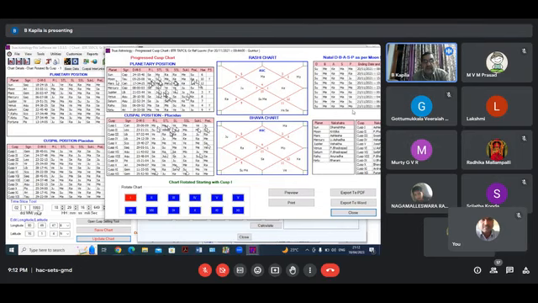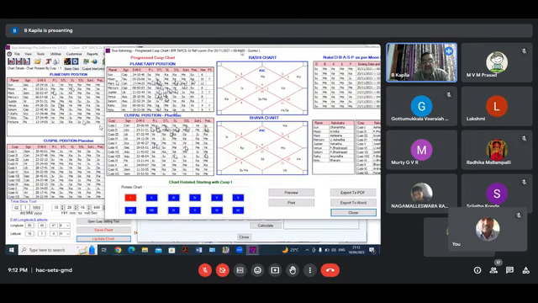5, Rahu in 7, and Venus in 5. Okay? Rahu is also in 11. 7, 11. Is it okay? Yes, sir. The next one is Rahu. Rahu is in Saturn, Mercury, Sun.